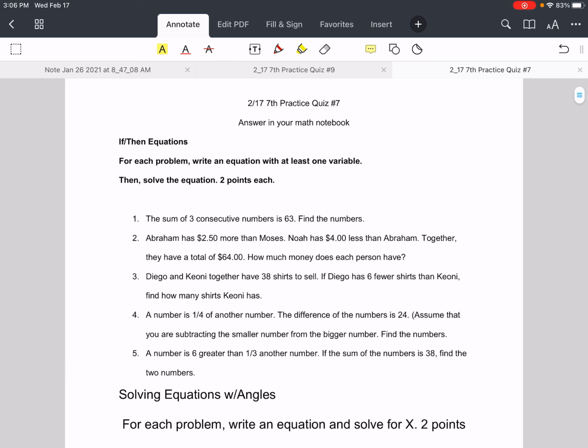All right, 7th grade. I'm trying to get through this practice quiz before I have to pick up a little preschooler, and that way you don't have as much Barbie in the background.